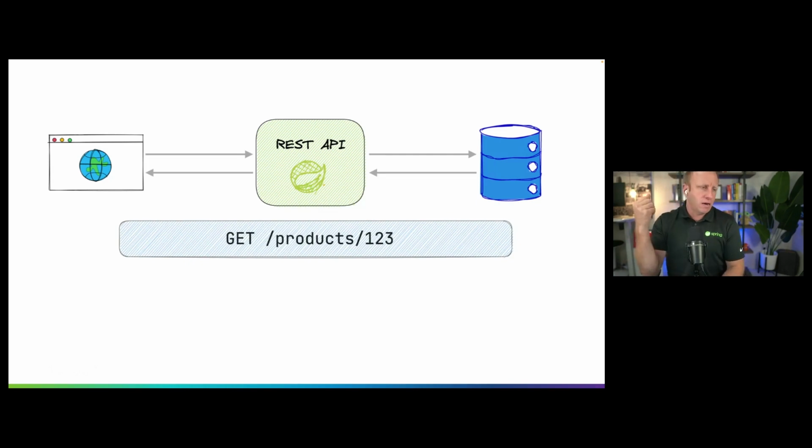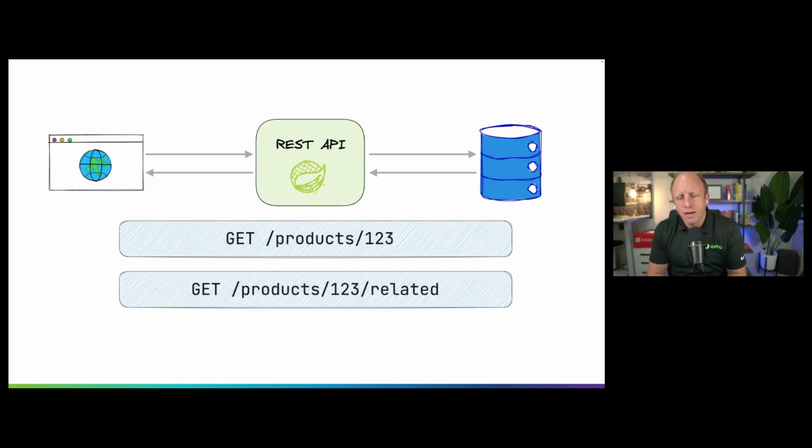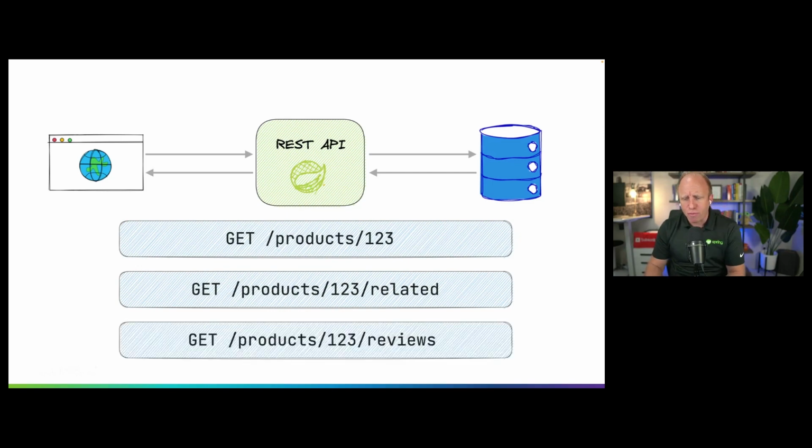This is great. We have the information we need. And then we start looking at our requirements. We go, oh, we probably need some related product information on this screen. So we make another GET request out to the API and say, give me all the related data. And then we look at it some more and go, oh, we probably need reviews for this product on this screen as well. So now we've made 3 separate calls to our REST API to gather all of the data we need on this single screen.